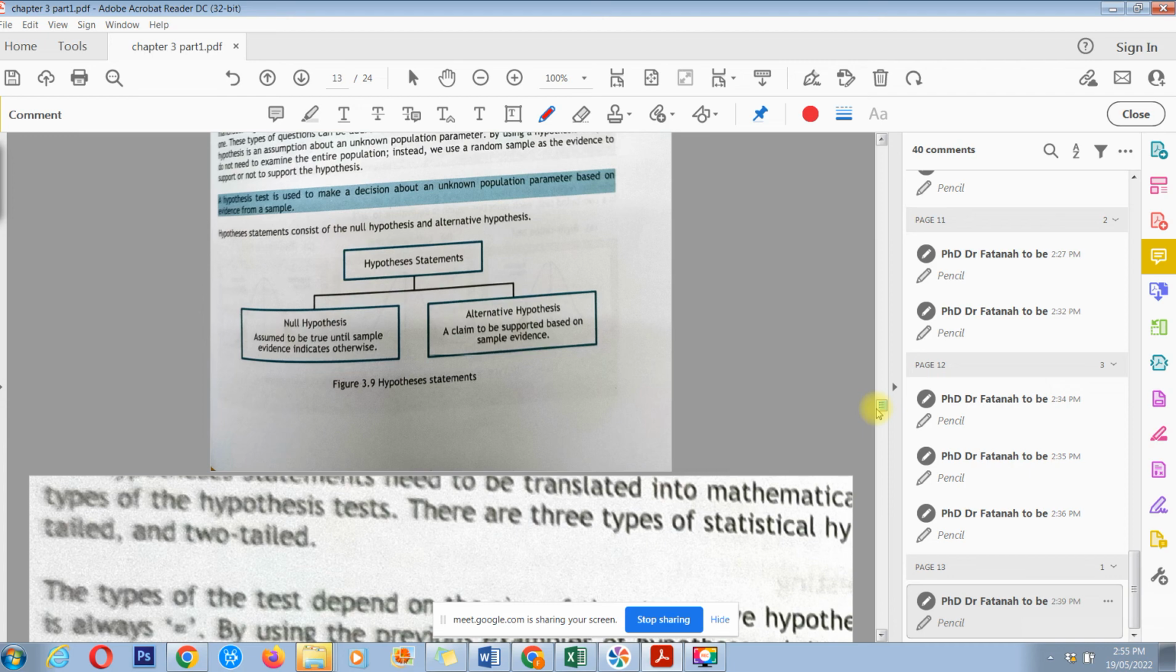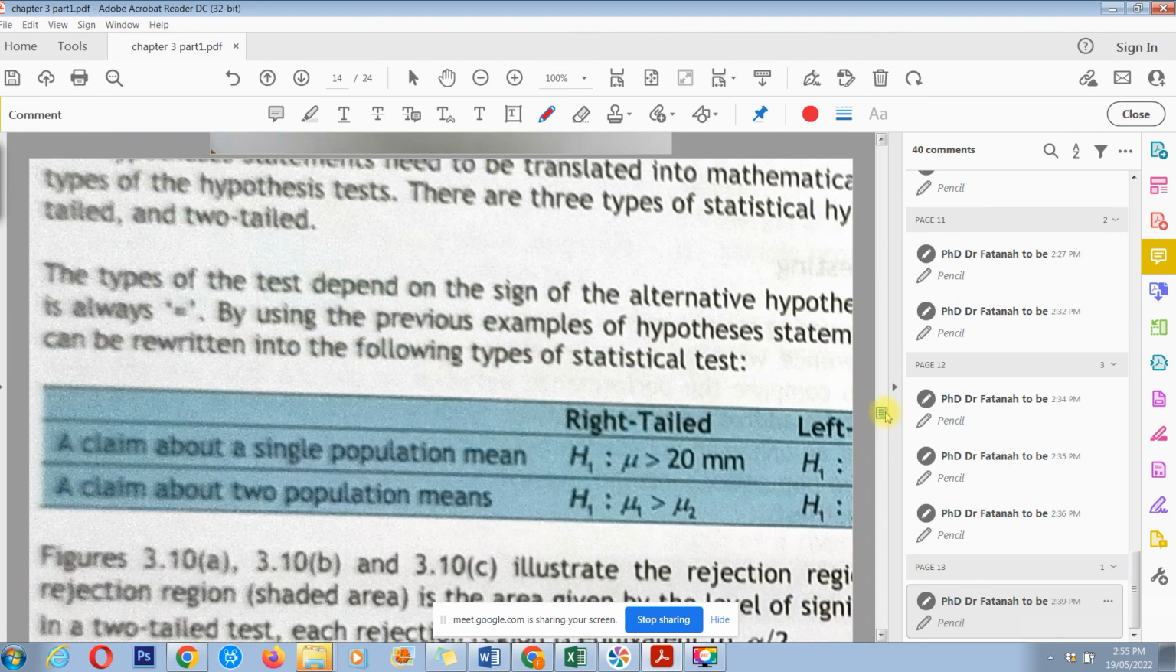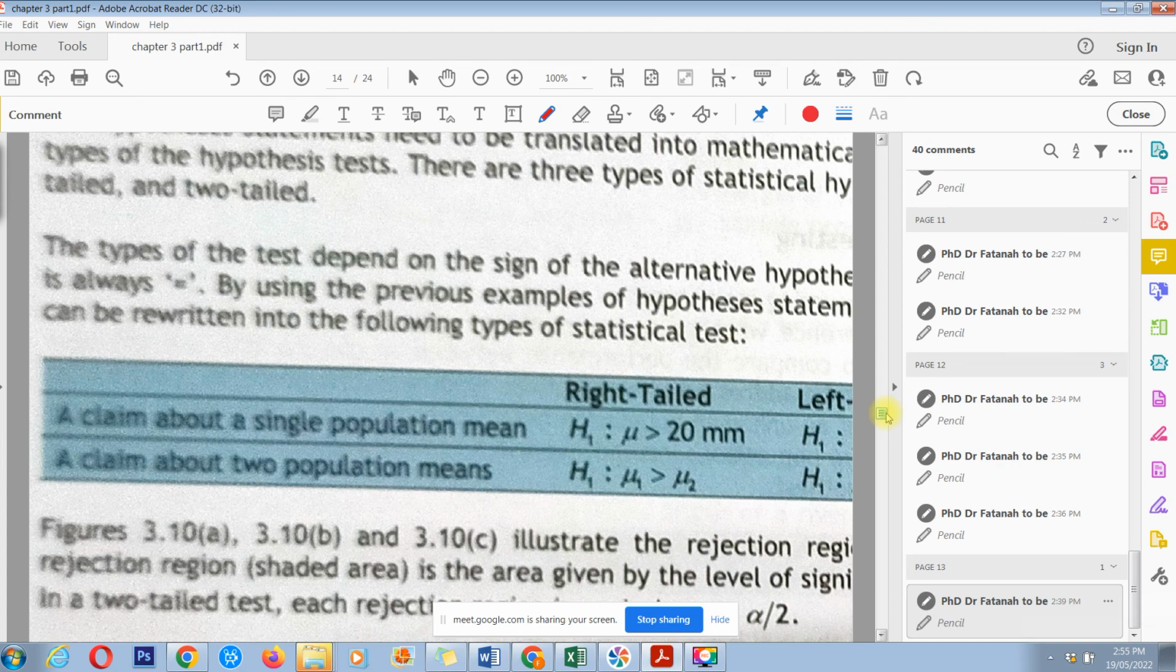So, why does this happen like this? And then we have the notation: for the null hypothesis, we denote it as H null, and for the alternative, H1. The null hypothesis that we are trying to reject always contains no difference or no effect.